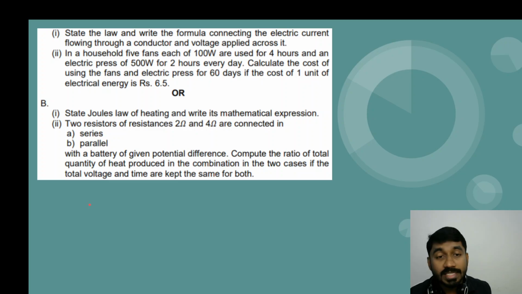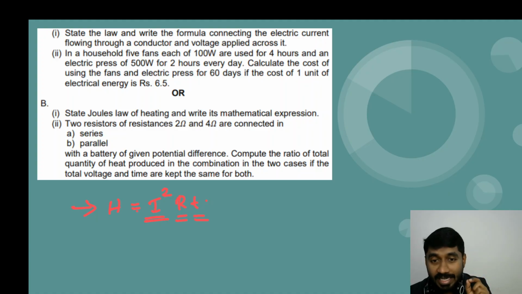State Joule's law of heating. Very important question, very repeated question. Joule's law of heating is defined using this equation: H is equal to I squared R T. When a current is passing through a circuit, it will generate heat. The heat produced will be directly proportional to the square of the current, the resistance, and the time for which the current is flowing through the circuit.